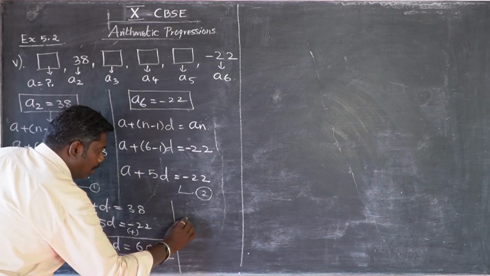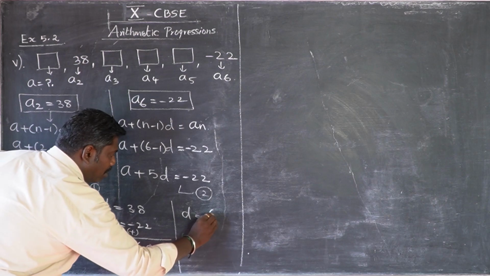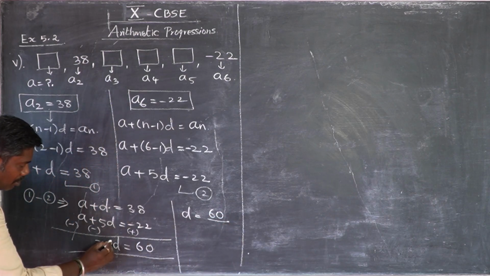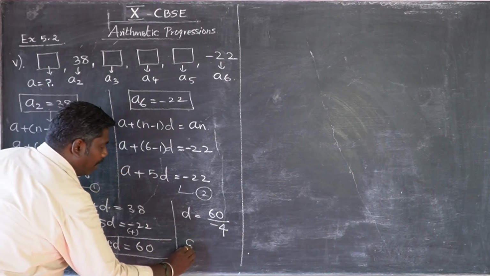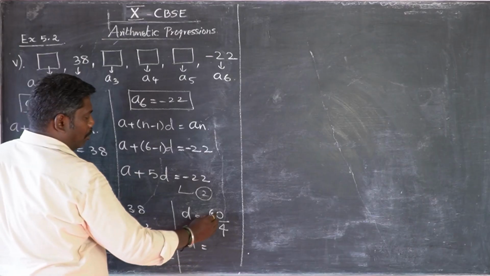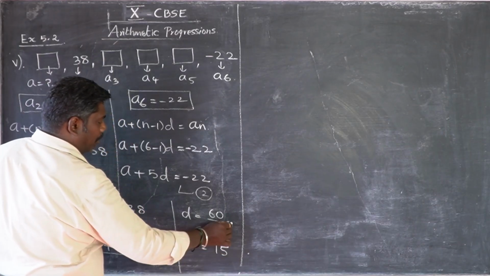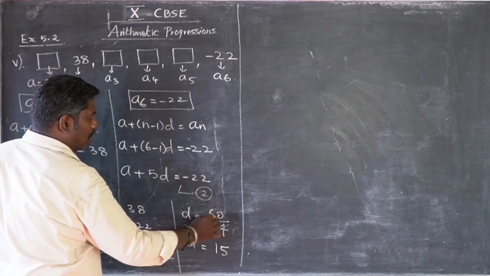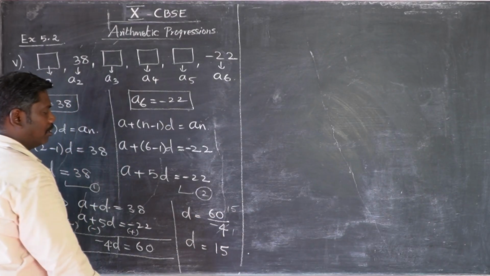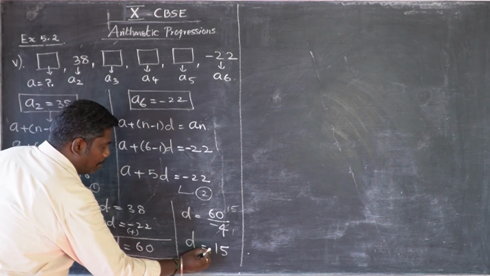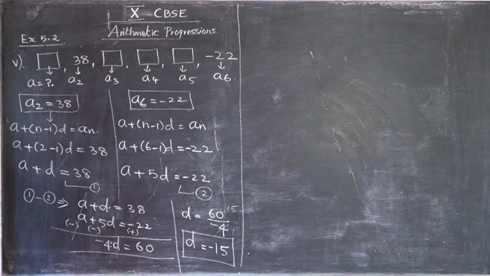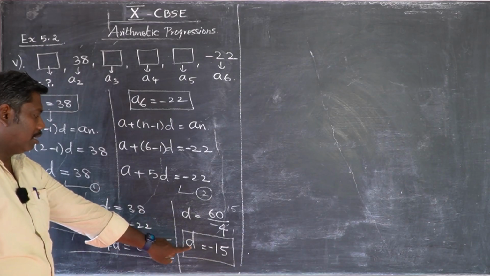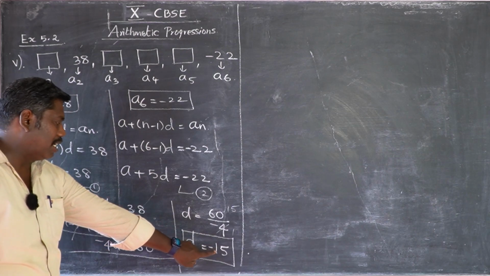Therefore, D is equal to 60 over minus 4. This 4 changes to the right hand side in the division. If we simplify, you will get the answer. 15 4s are 60. If we cancel, simplify one time. 1 4 is 4, 15 4s are 60. So minus symbol is here. So D value is minus 15. This D value means common difference is minus 15. Okay. See, D is equal to minus 15.